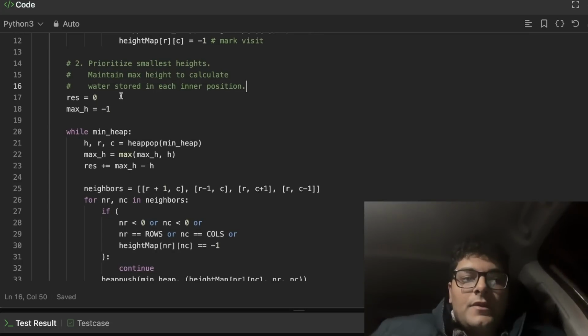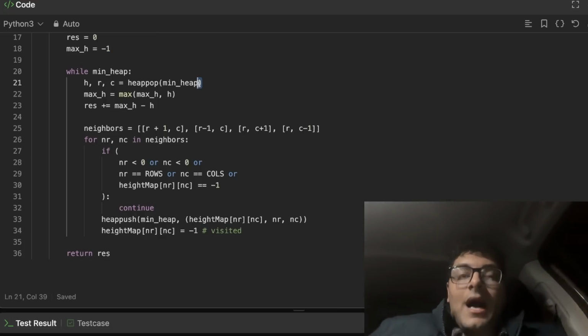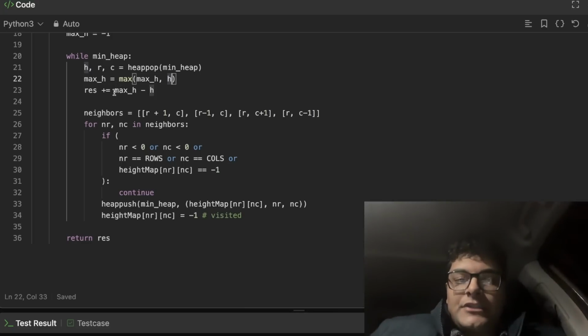So we have one variable for the result. We have another variable for the max height, which I initially set as -1. I think 0 probably would have worked as well. And then at each step, what I'm doing is popping from the min heap. I get 3 values, the height, the row, and the column. I first update my max height potentially by just getting the max of it. And then I do the calculation I was talking about.